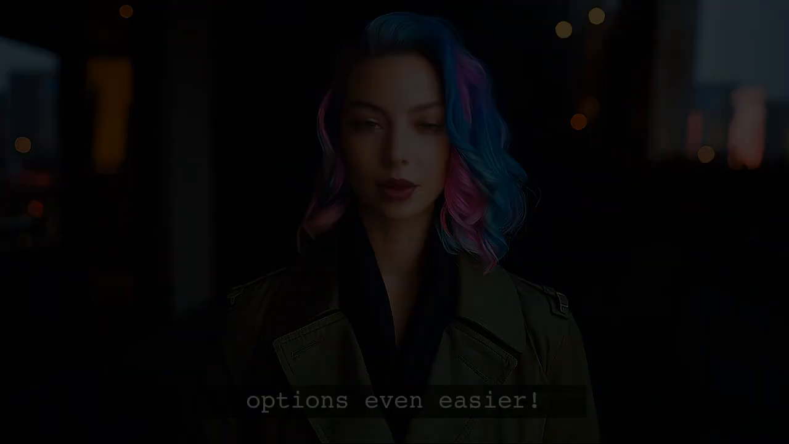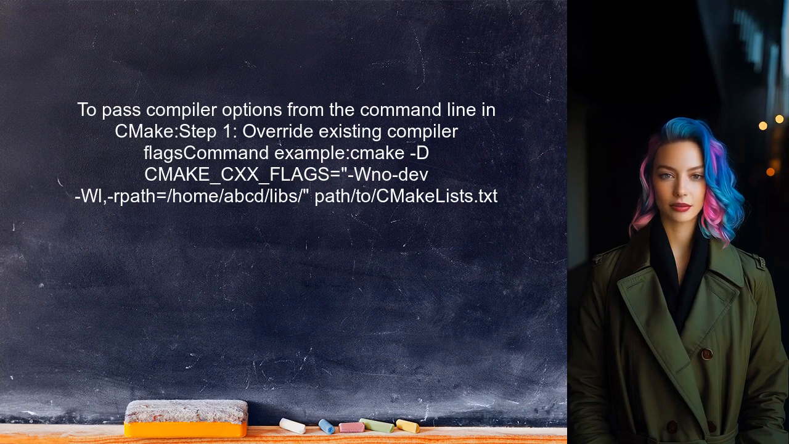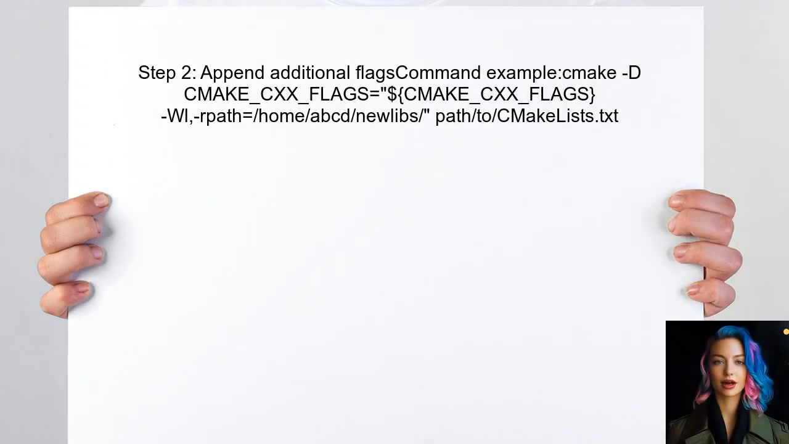To pass compiler options from the command line in CMake, the user can use the CMake command with specific flags. First, let's look at how to override existing compiler flags. Next, if the user wants to append additional flags to the existing ones, they can do this by using the same CMake variable. This allows them to keep the original flags while adding new ones.